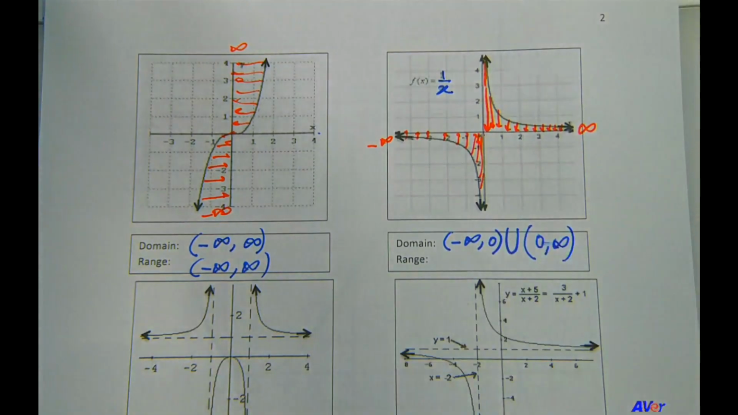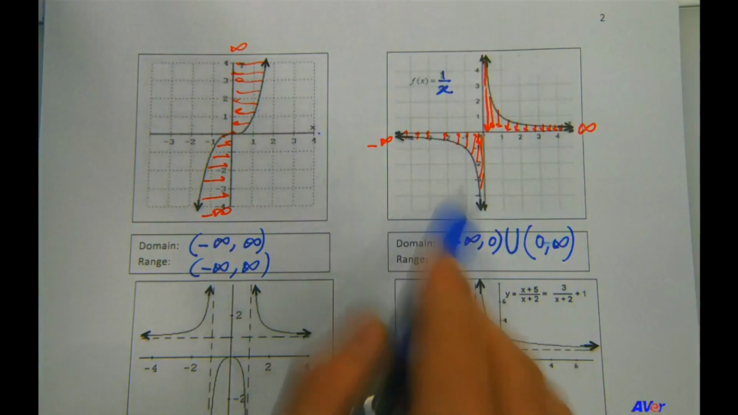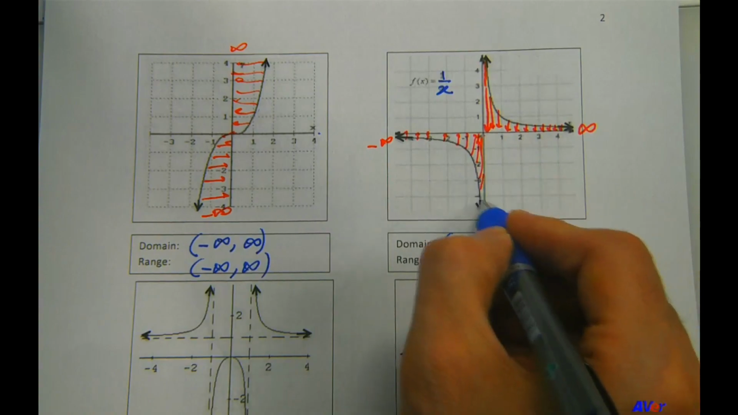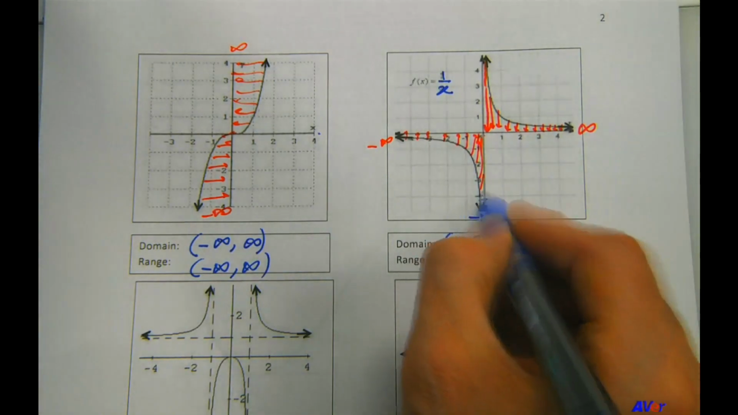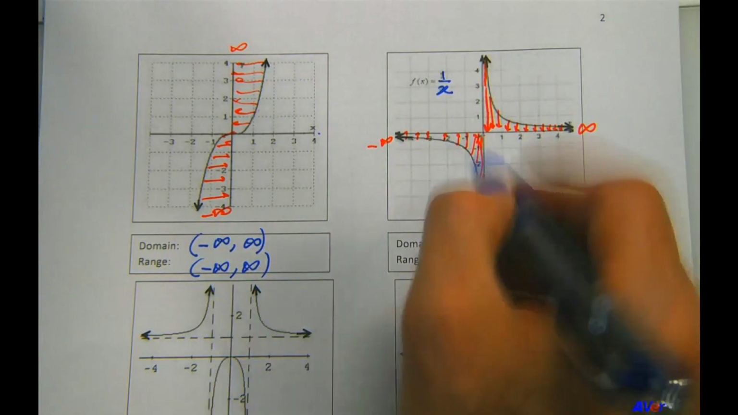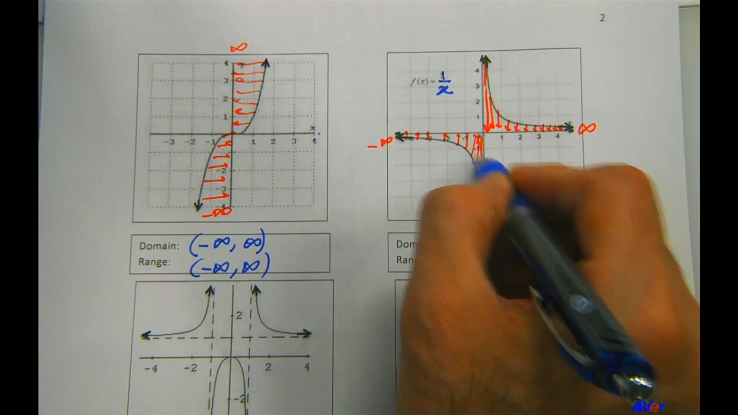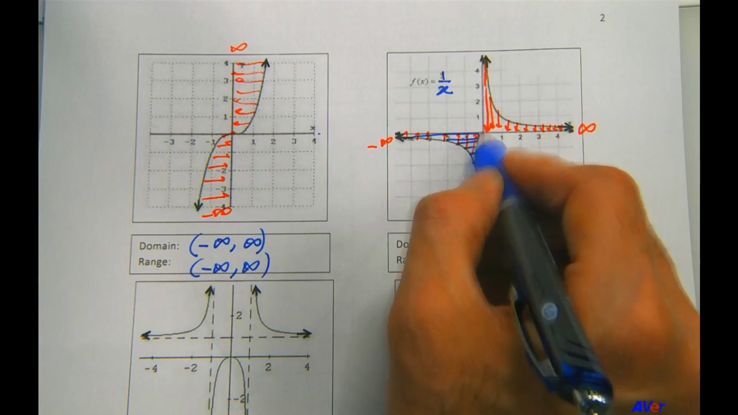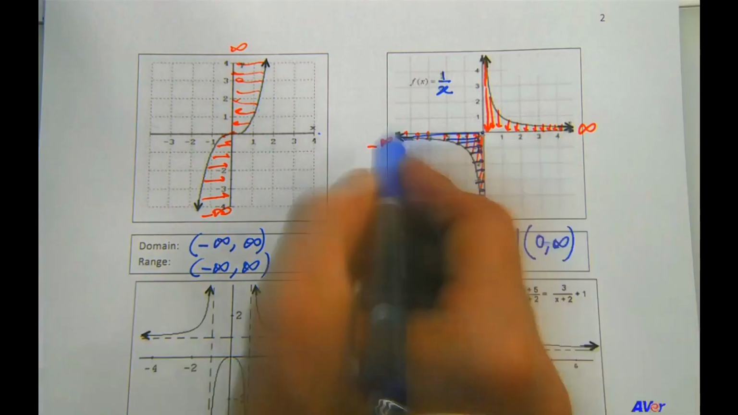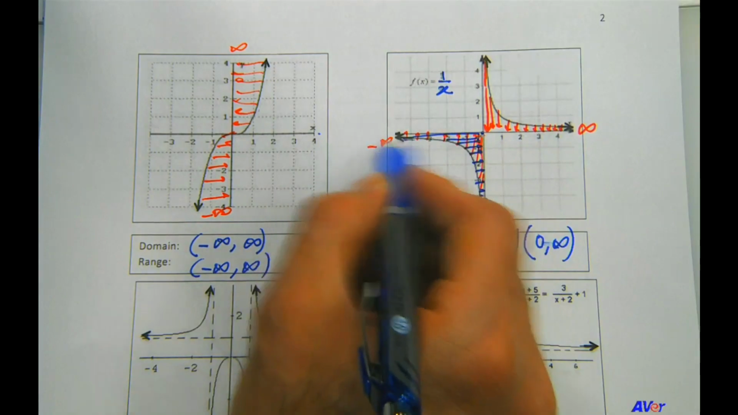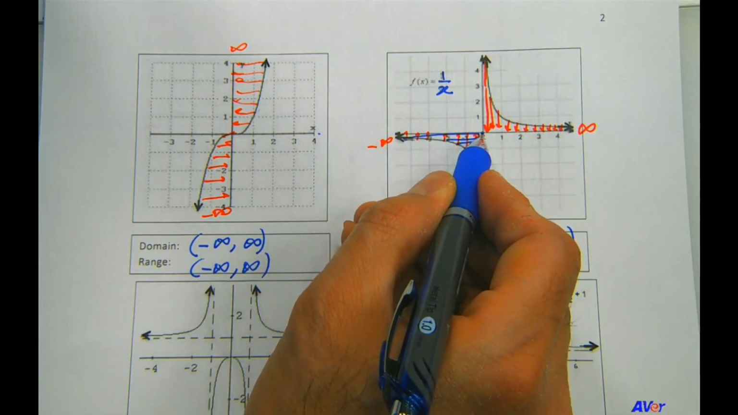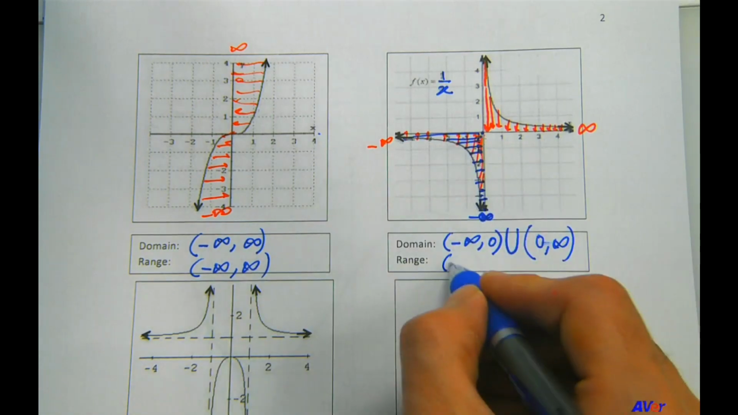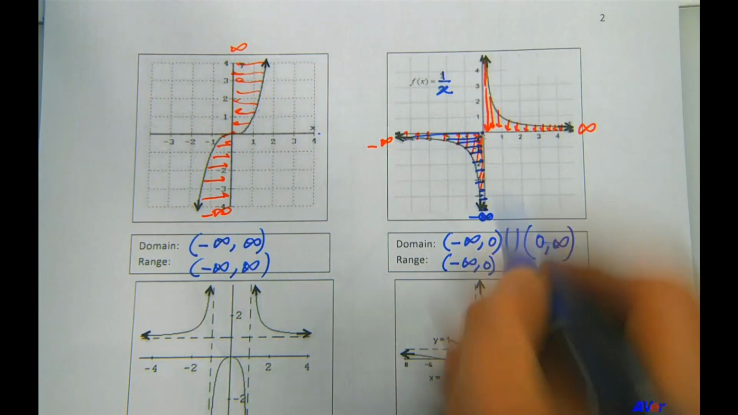Now we have to look at the behavior of this graph with respect to the y-axis. It's coming up from negative infinity here, and it's approaching some y value. What y value is it approaching? This line on this side is approaching that y value. It's approaching 0. So once again, the range starts from negative infinity to 0, and that's that piece.